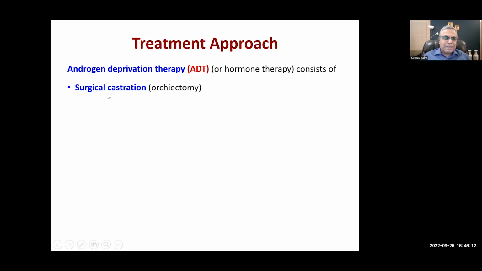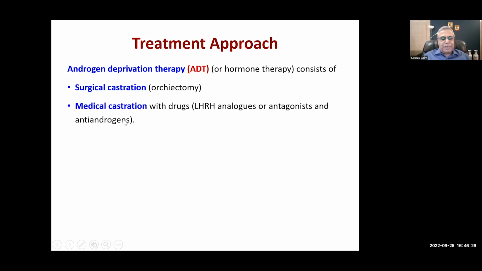You can do a surgical castration. Where does the testosterone come from? It comes from the testes. So you remove the testes. This is known as surgical castration or medical castration. You don't remove the testes, but you give drugs that decrease or that inhibit the formation of testosterone. And these drugs are LHRH analogs or antagonists, luteinizing hormone releasing hormone. It is also known as gonadotropin releasing hormone.